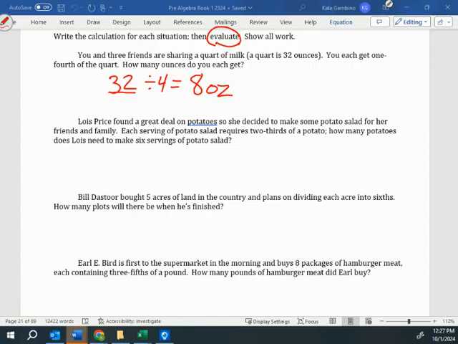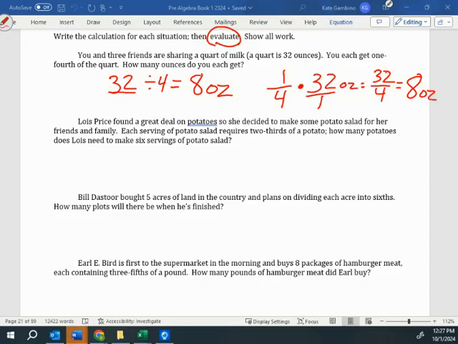Or I could say 1/4 of 32 ounces. That word of means multiply. I want 1/4 of 32 ounces. So that means 1/4 times 32. So 1 times 32 is 32. 4 times 1 is 4. 32 divided by 4 is 8 ounces.